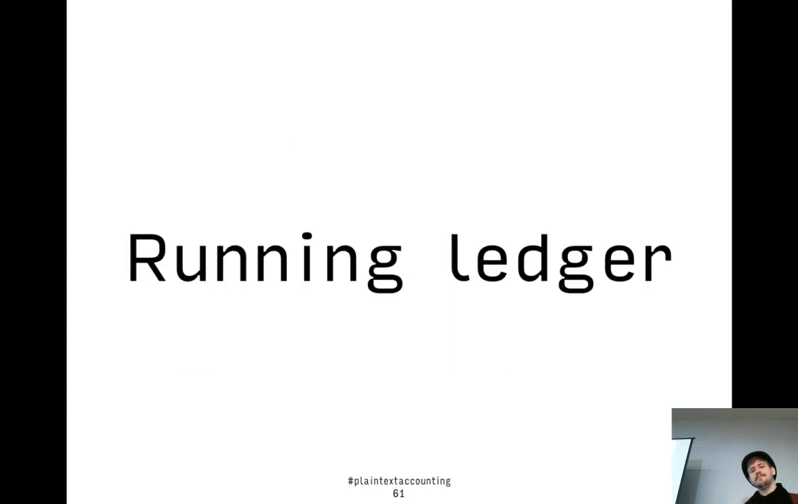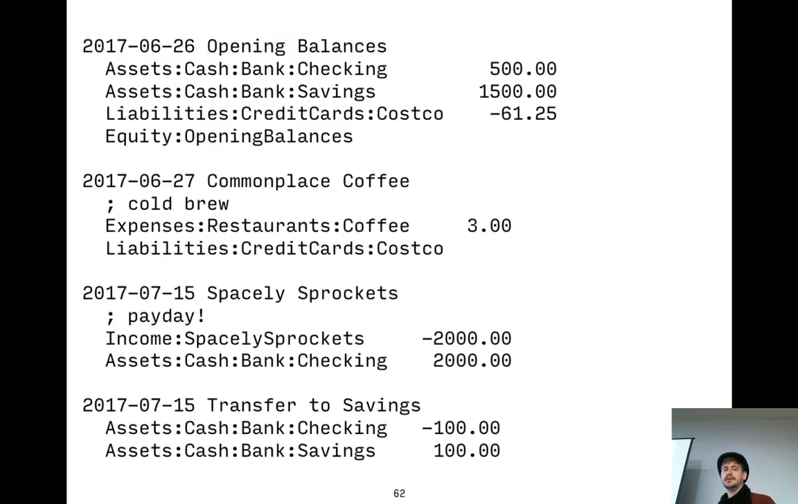Now that we understand the format, let's see how Ledger is executed and how it reports important information to the user. Here's the first example. Take a look, kind of digest what's up here, and see how it comports with what you just learned.